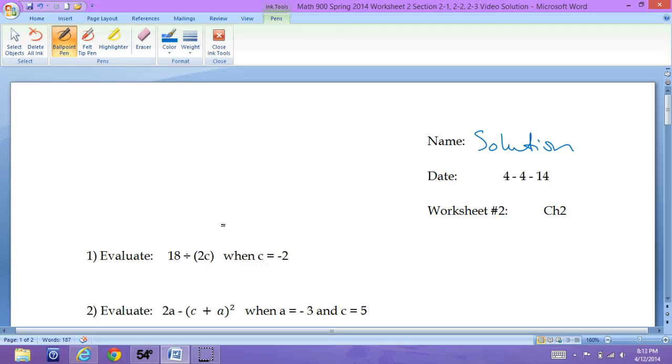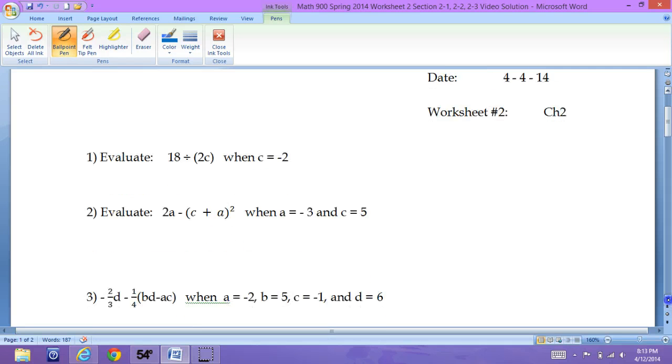Welcome to the video solution for worksheet number 2, which deals with chapter 2. So we're evaluating some variable expressions, and we have to plug in or substitute certain numerical values into the expression where the variable is, but it's important to understand what's happening.